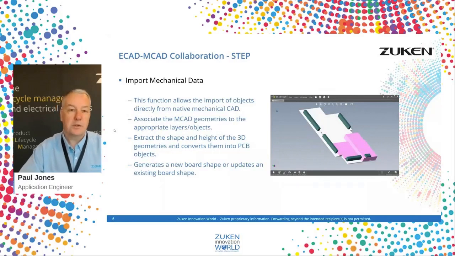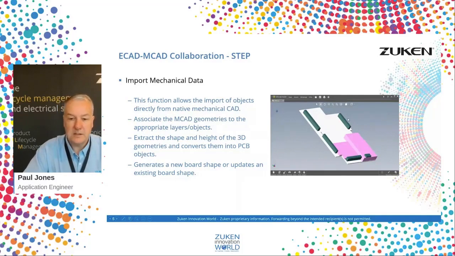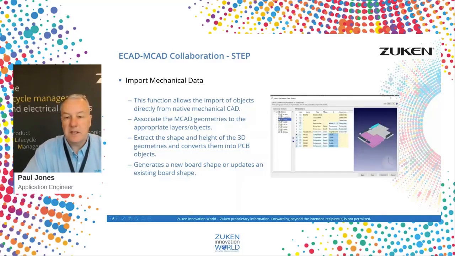So I'm going to move forward now onto STEP. As we can see on the right image here, this is a mechanical view of some mechanical data. If I import this into CR-8000, I can now highlight all the objects that are going to come into my design. Then I can start making some rules and understanding what it's going to do prior to doing that, okay? So that allows me to associate the MCAD geometries.